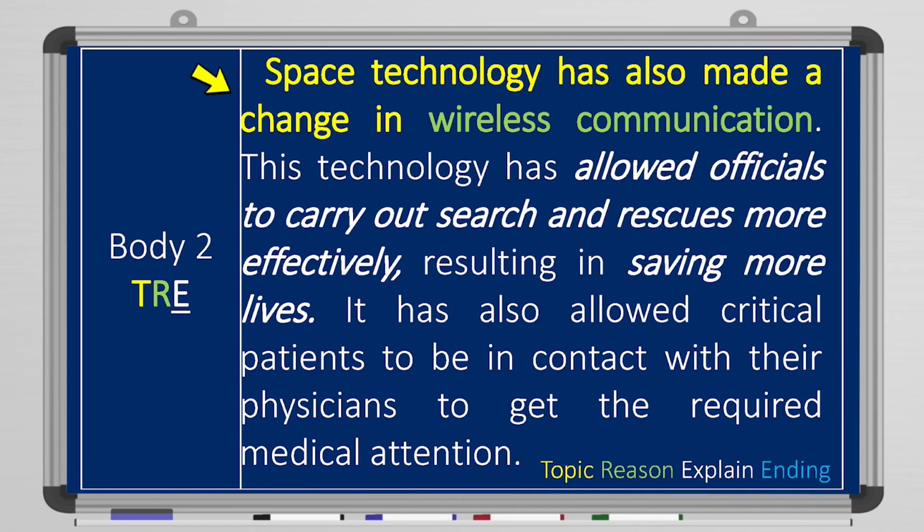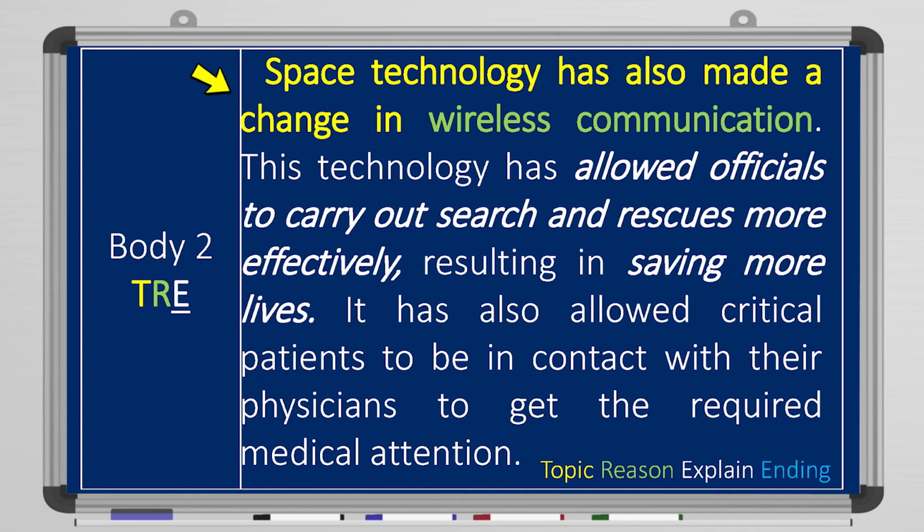In body 2, we said we're writing about how it made a change in our life. In my opinion, I'm writing my first topic. Space technology has also made a change in wireless communication. I showed that it made a change in wireless communication. Now I'm going to explain how it made that change. This technology has allowed officials to carry out search and rescues more effectively.